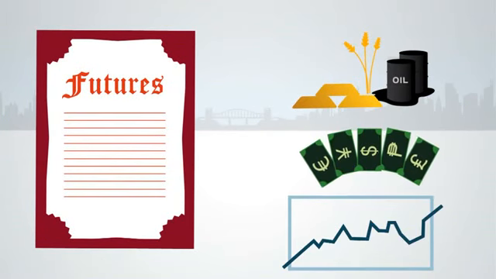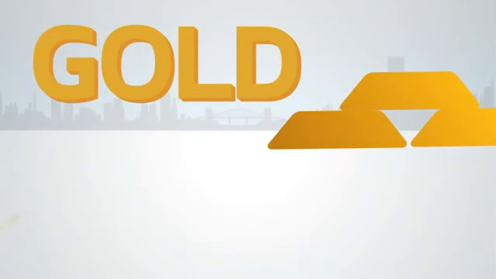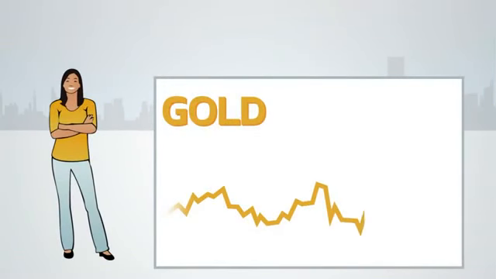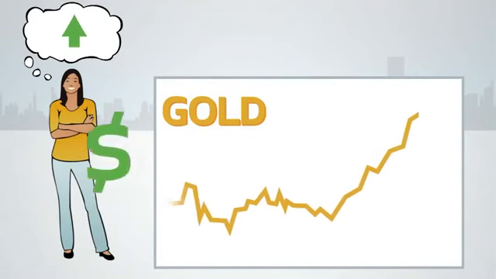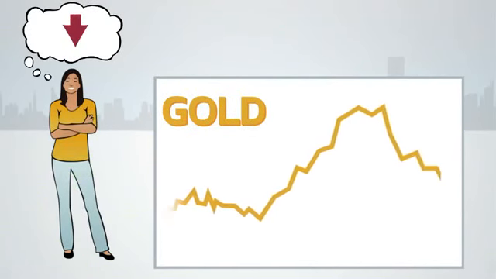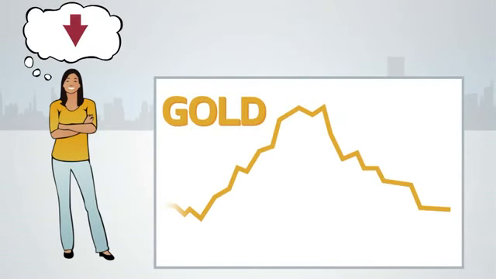A futures contract allows traders to speculate on the price movement of commodities, currencies, stock market indices, and other assets. For example, consider the fluctuations in the price of a commodity like gold. A futures trader profits by anticipating the direction gold prices will move.